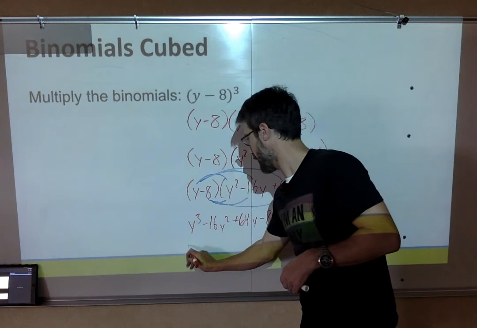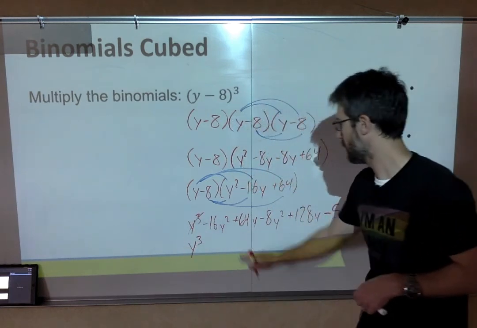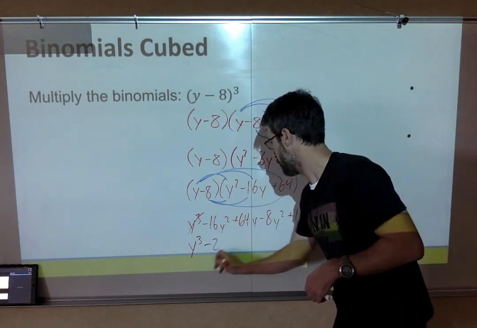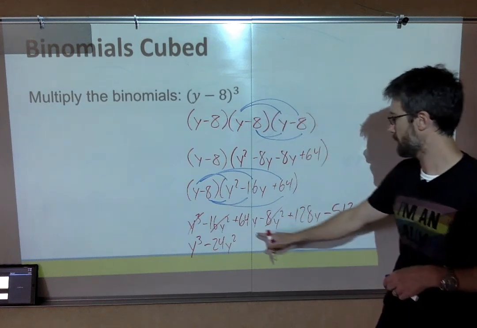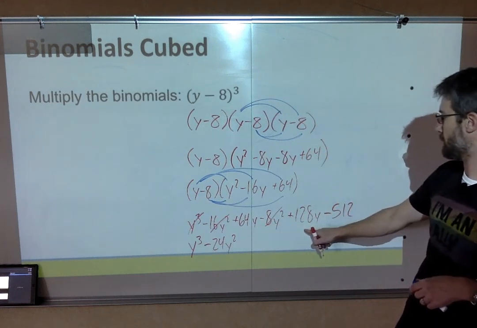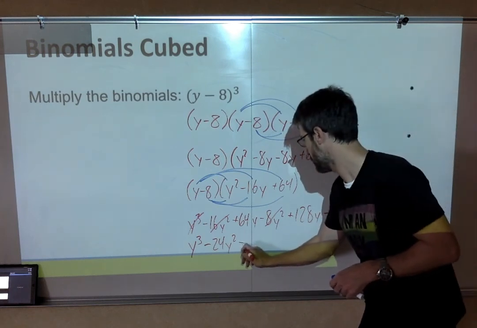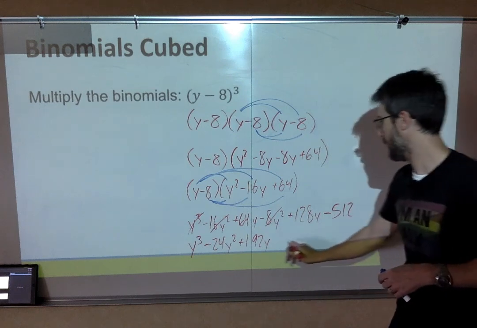All right, combining some like terms to finish this. Y cubed, it's the only one. Negative 16 and negative 8 makes a negative 24y squared. Takes care of the squareds. 64 plus 128 is 192. And then minus 512.